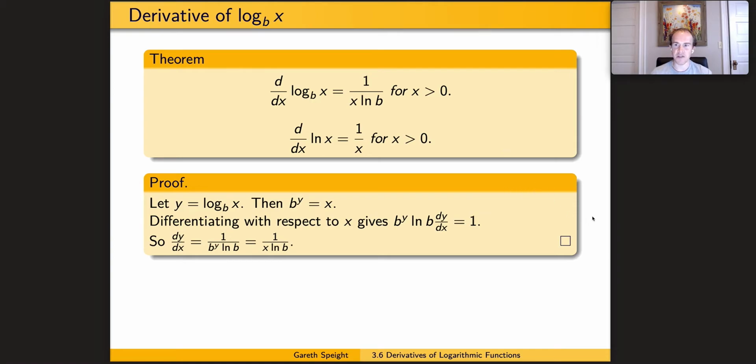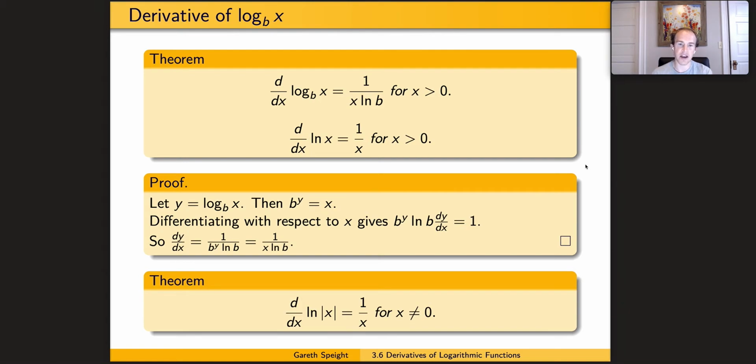So here the strategy is pretty much the same as how we got the derivatives of inverse trig functions, right? We're just using implicit differentiation to move things around and go back to the original function, not the inverse function, which we already know the derivative for. And as we said, we get the second formula for ln just by using base b equals e.